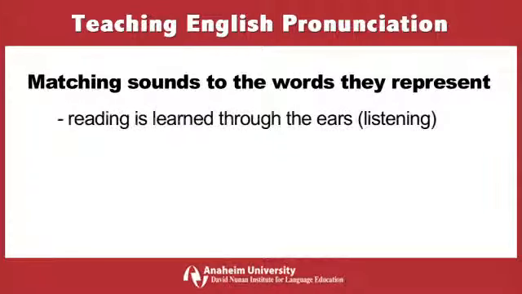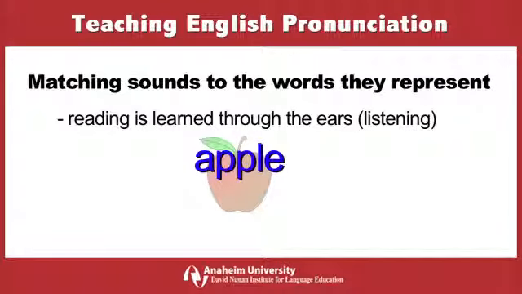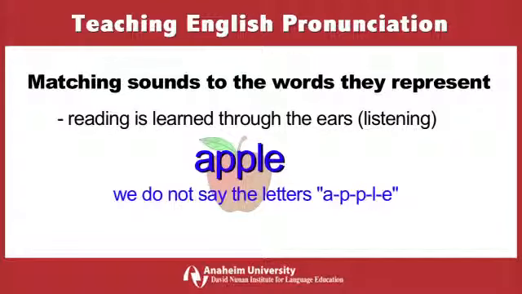Now, most people think that children learn to read using their eyes. However, as we've seen, reading is actually learned through the ears. That is through listening. For instance, with the word apple, we do not say the letters A, P, P, L, E, we say apple. Well, in regards to pronunciation and reading, many of the activities that we've already talked about can be used to teach words.